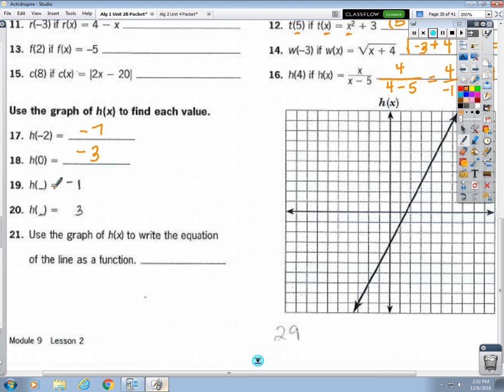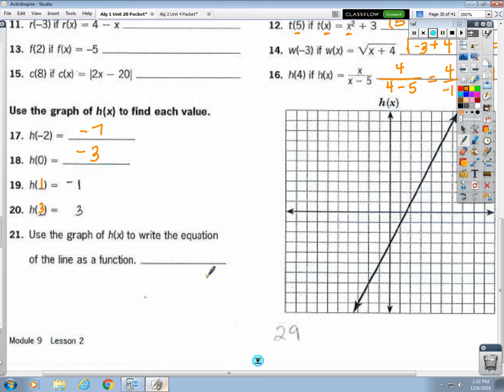h of x equals negative 1 means on the y-axis go down 1, and now on the x, how do you get to the line? Right 1. And then h of x equals 3 means you have to go up 3 on the y, and then to get to the x, you have to go right 3.